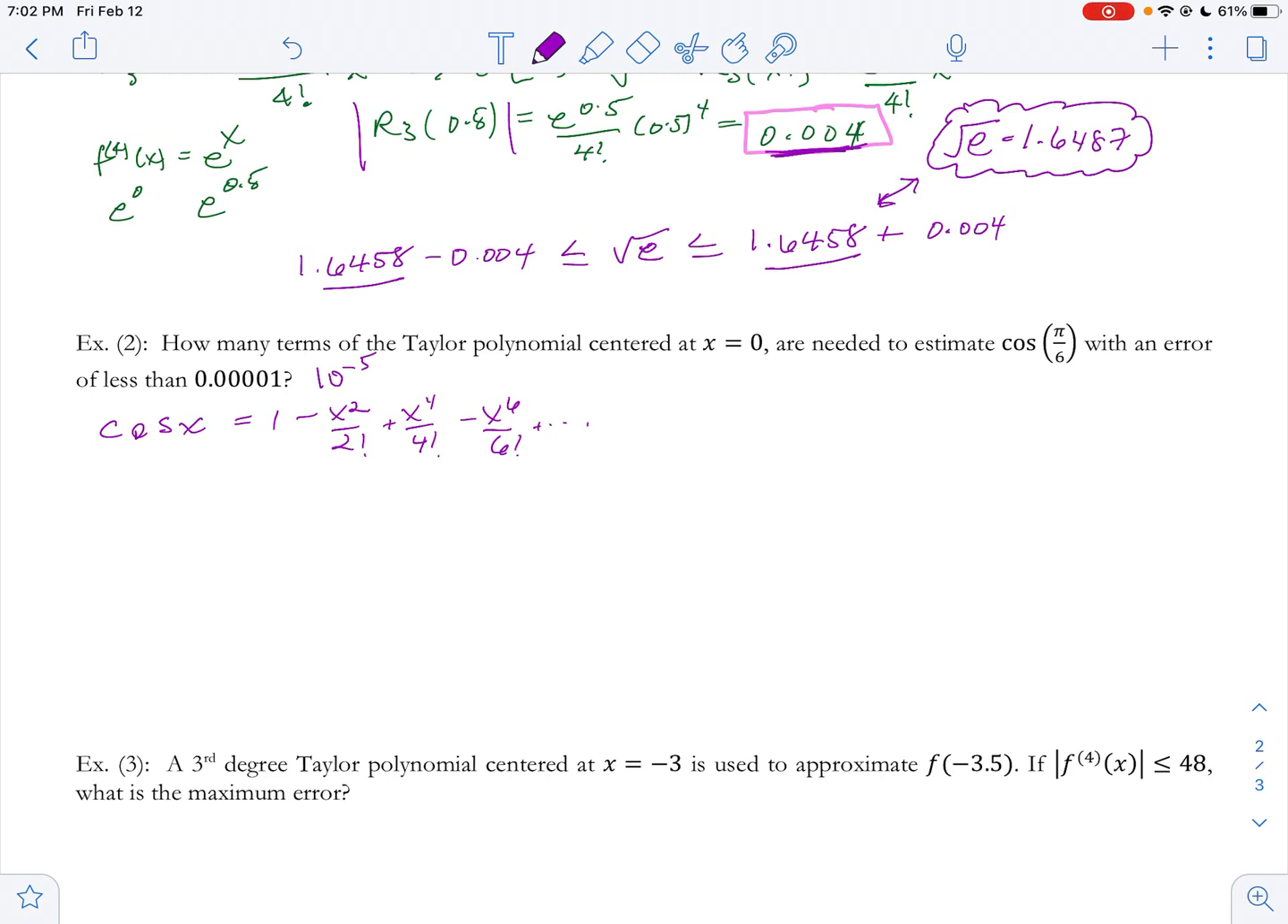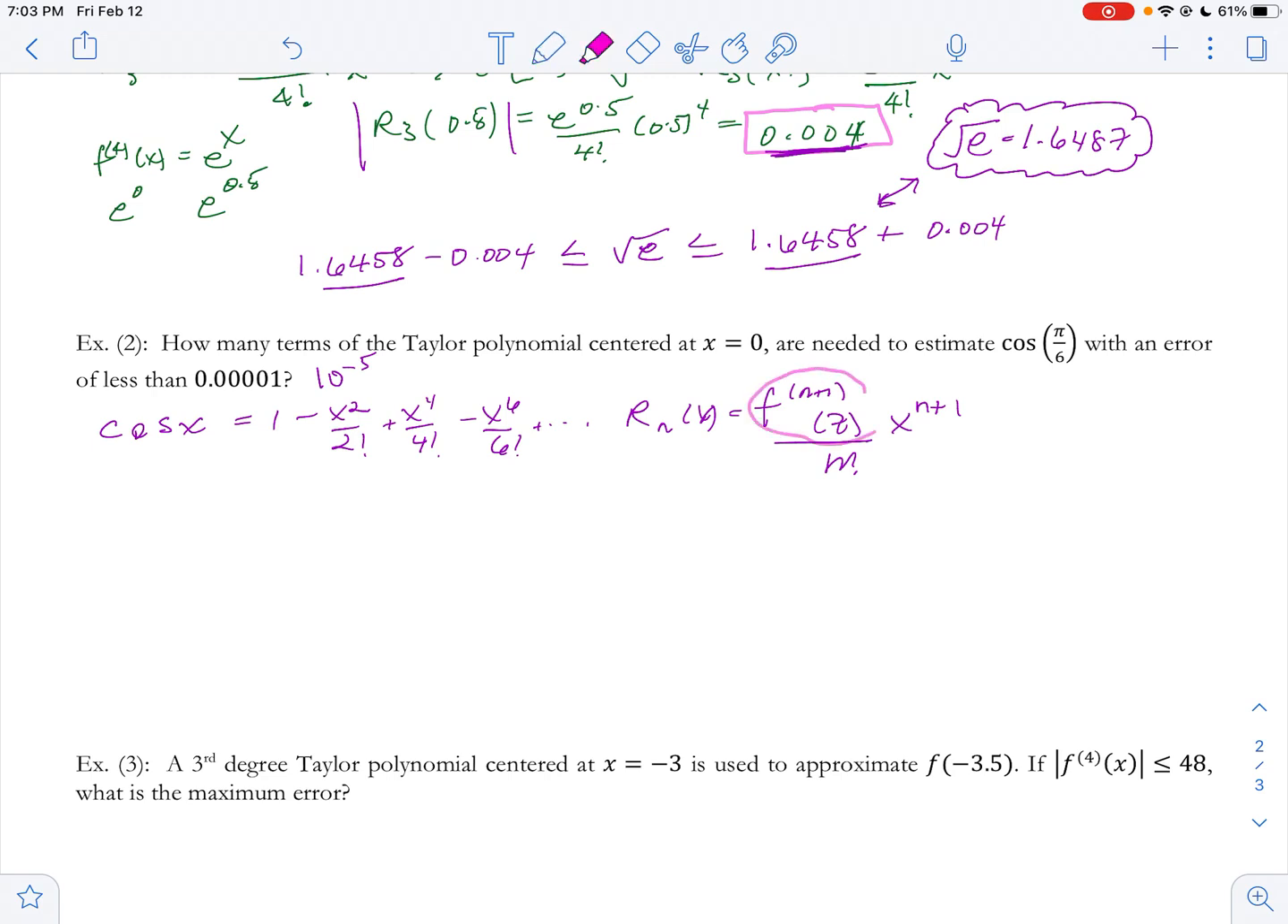Our remainder, R sub n of x, is going to be equal to f sub n plus 1 of z over n factorial times x to the n plus 1, right? Now, the question is, what is this?